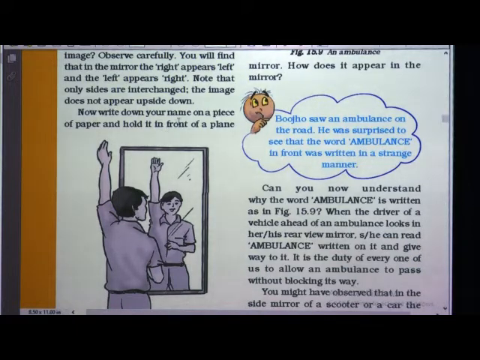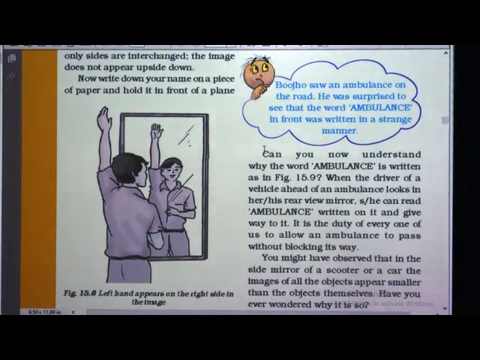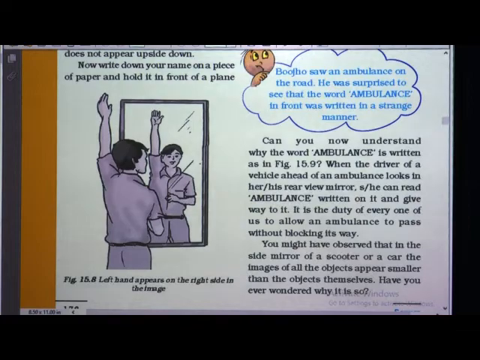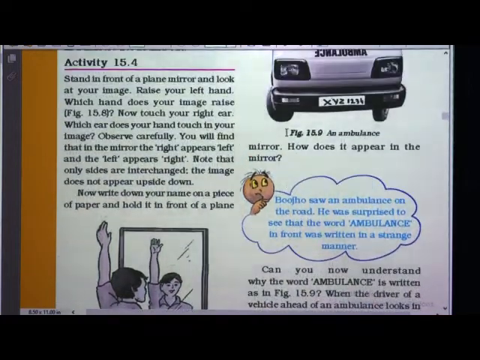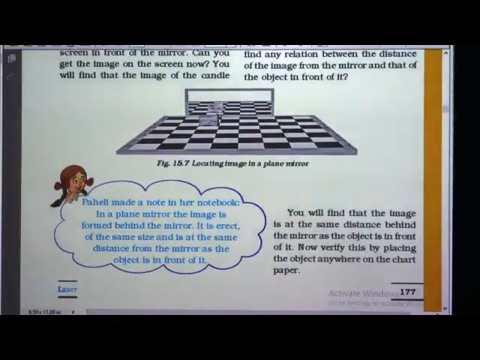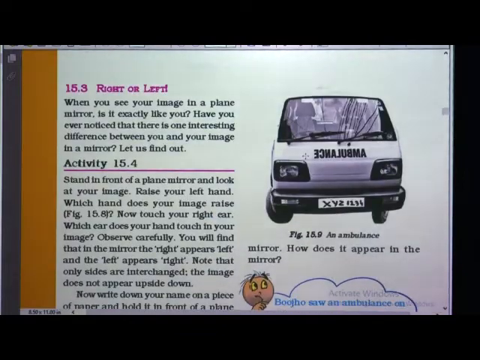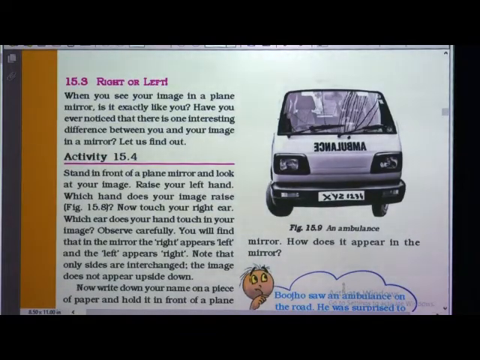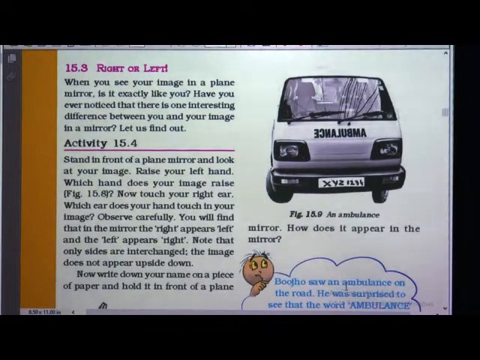Now write down your name on a piece of paper and hold it in front of a plane mirror. So one more activity you have to do: write your name on a plain paper and hold that paper in front of a plane mirror. So what will you see? How does it appear in the mirror?